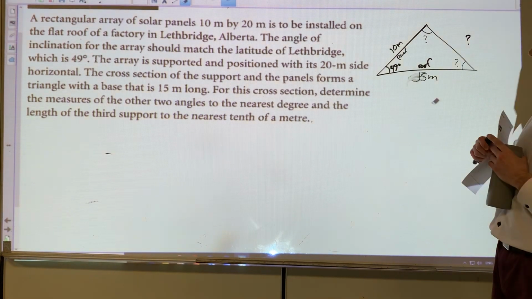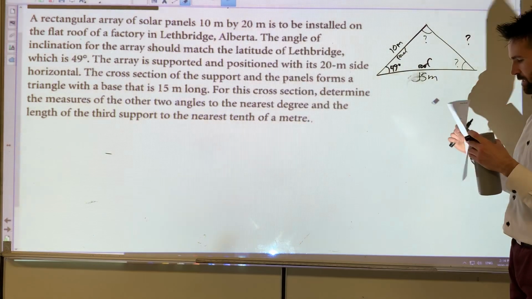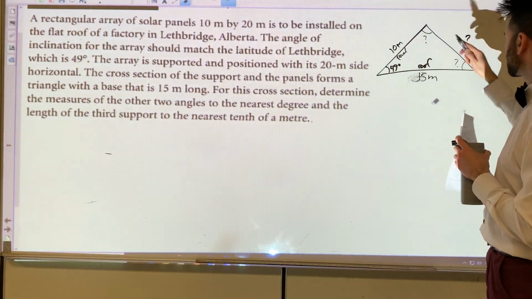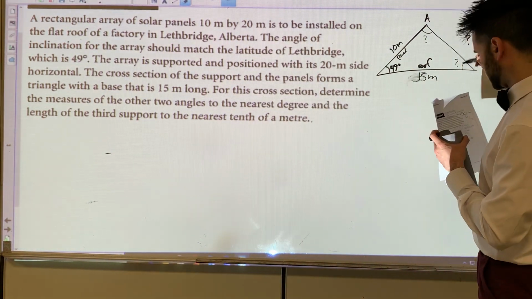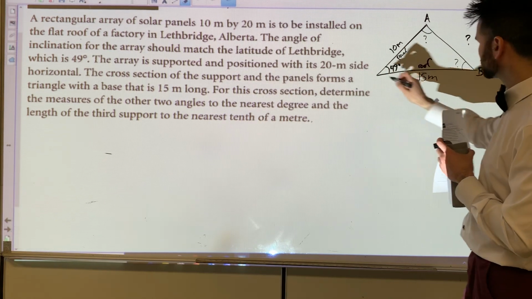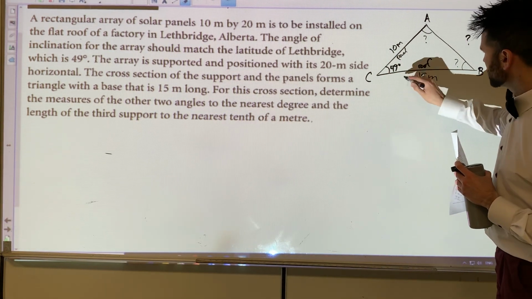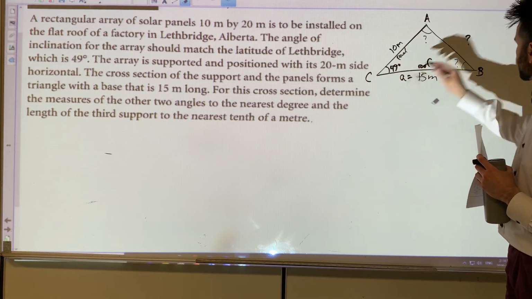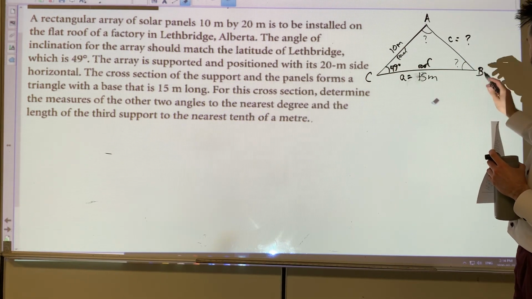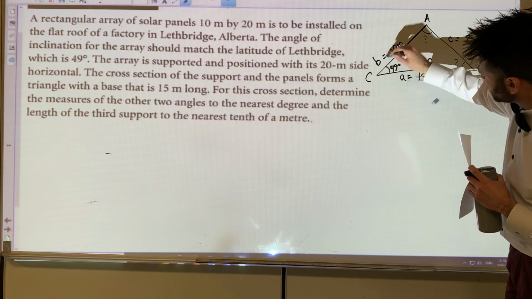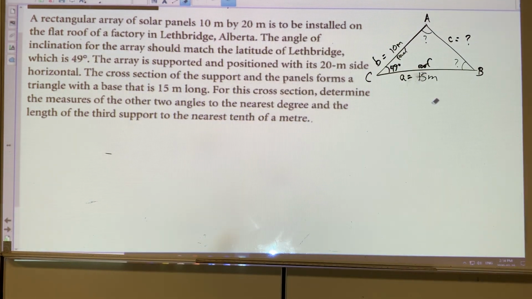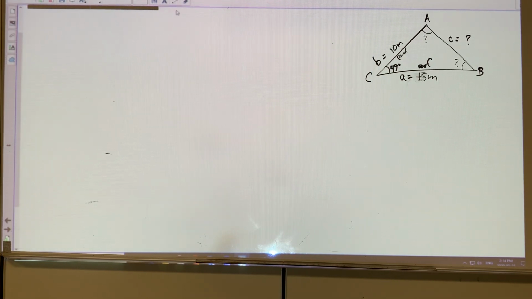So we also don't have letters here, so let's label it up. I'm just going to go with the same thing that I had when I did it before. So I just did ABC. That would make 15 little a, and this side here that we don't know is little c, and then this side that's 10 is little b. Now I need some room to work, so I'm going to delete that. There we go. And I'll do some work over there.